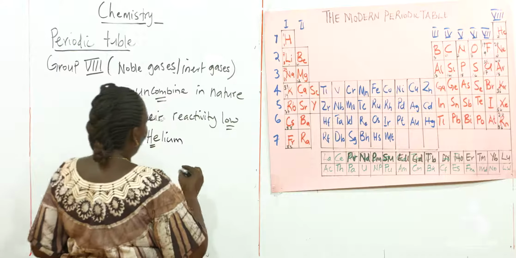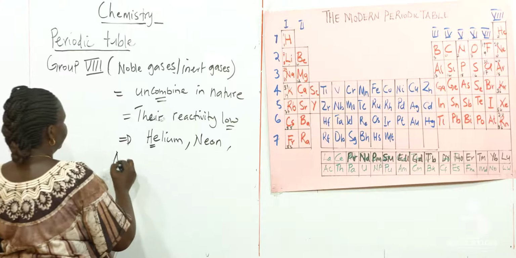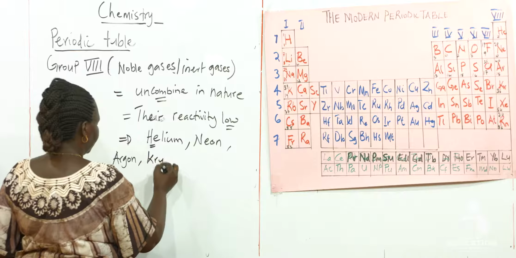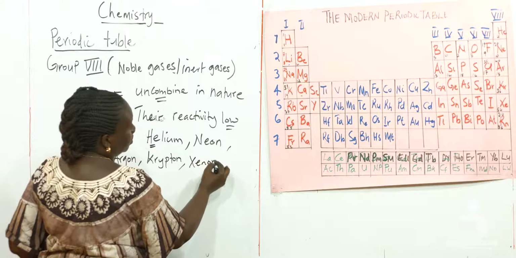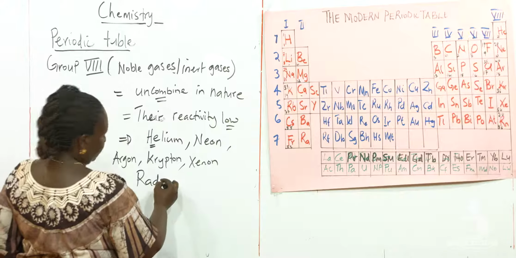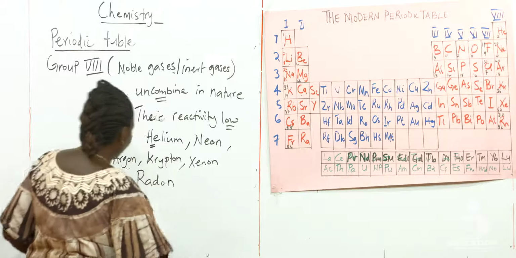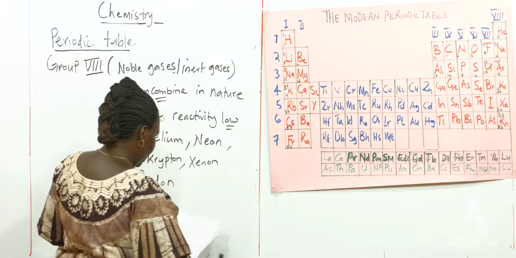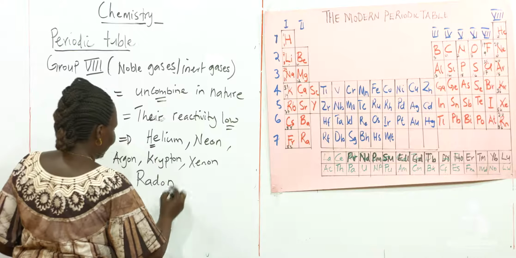Then we have neon, argon, krypton, xenon, and then radon. Helium is less dense than air.